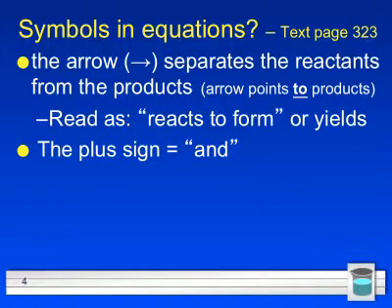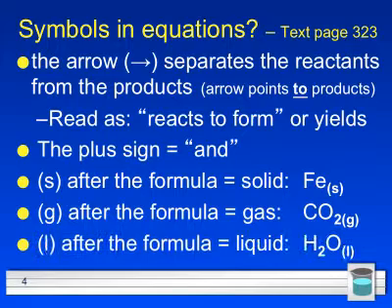The plus sign can read as and. So copper plus oxygen, or copper and oxygen, or copper with oxygen. There's lots of different ways to read the plus sign, but basically you mean you're adding them together. And then the next three, everyone has seen before. Solid, liquid, gas. Okay, we put a little s after the formula to say that it's solid. We put a little g after something to make it a gas. And we put a little l after something to show you that it is a liquid.